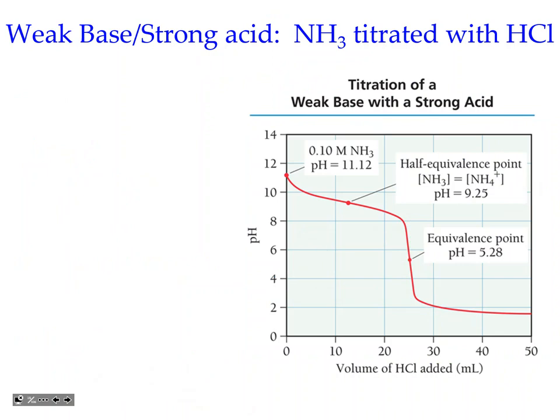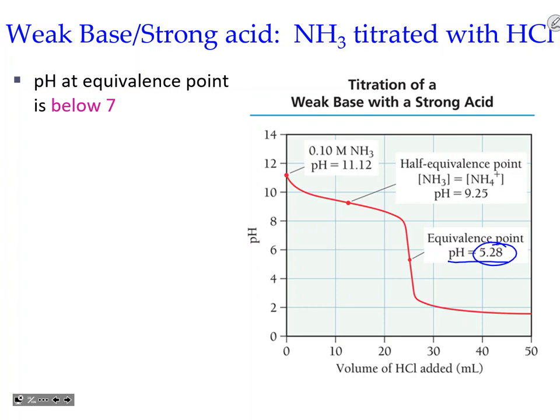Now here is how a weak base would look with a strong acid. Similar in the fact that it has that same shape where it starts out at the higher pHs and then it does the inflection point. But you should also notice that the pH at the equivalence point is lower than 7 now. Whereas for the weak acid strong base one, it was above 7, it's now lower than 7. For this particular example, it's 5.28.